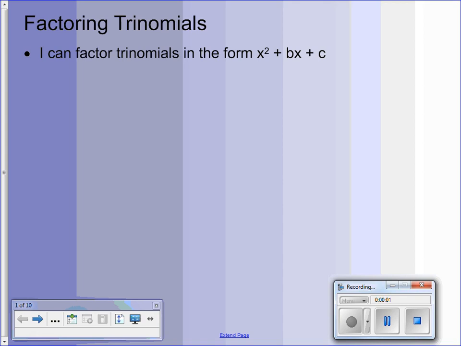In this lesson, we'll be factoring trinomials. At the end of the lesson, you should be able to factor a trinomial in the form of x squared plus bx plus c.